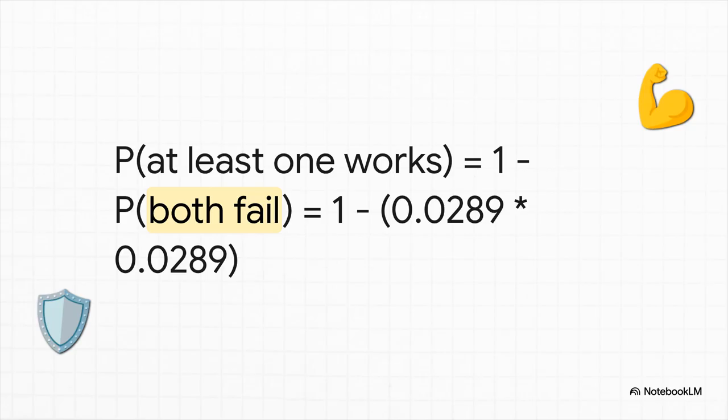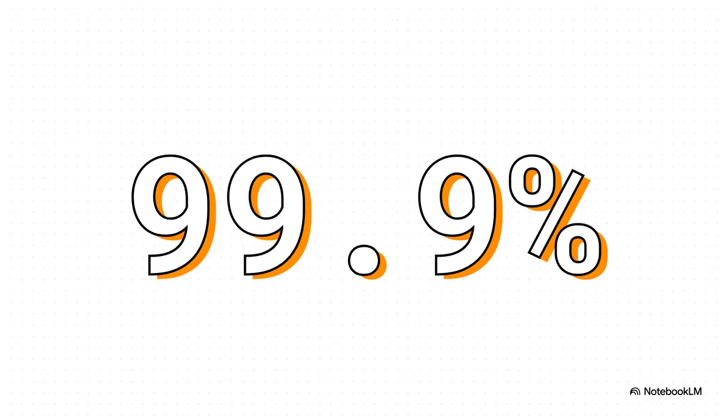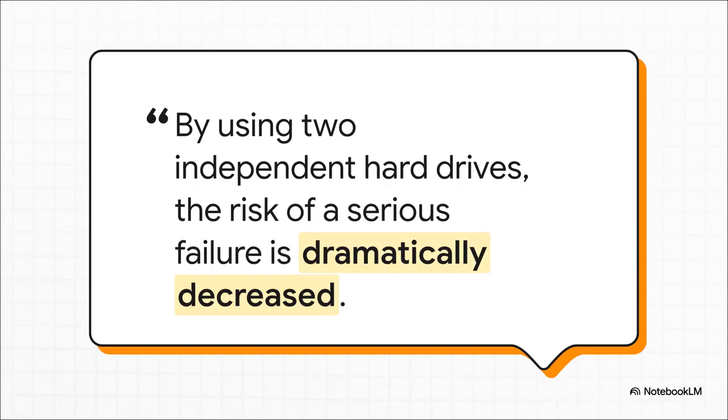Then we just use our complement rule again. We take 1 minus the probability of that terrible thing happening. And just look at what happens to our reliability. It skyrockets from 97.1% all the way up to 99.9%. That is a massive, massive improvement in safety, all from adding just one backup component. And this idea, this principle of redundancy, is one of the most powerful real-world applications of the multiplication rule. You see it everywhere, from complex engineering to, believe it or not, our own biology.